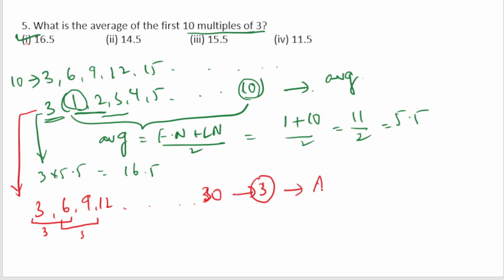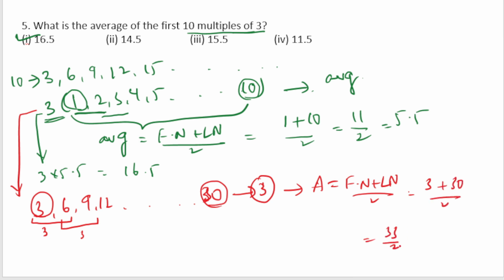In this case, the average formula will be the same. Average is equal to first number plus last number divided by 2. The first number is 3 and the last number is 30. So 3 plus 30 divided by 2. It is 33 divided by 2.